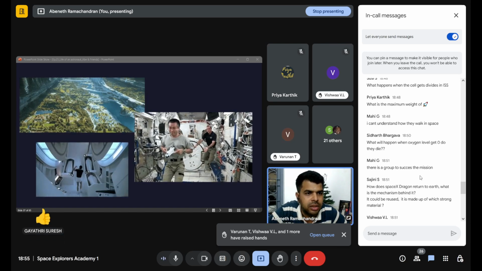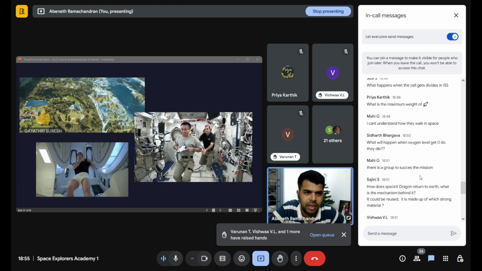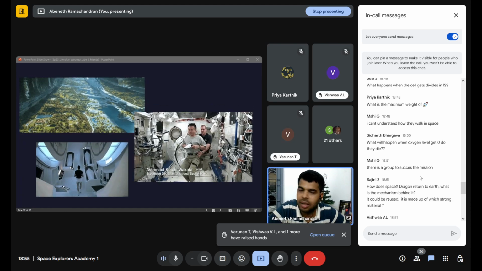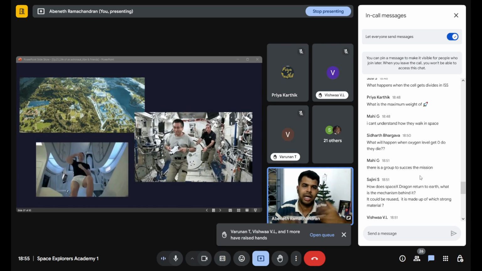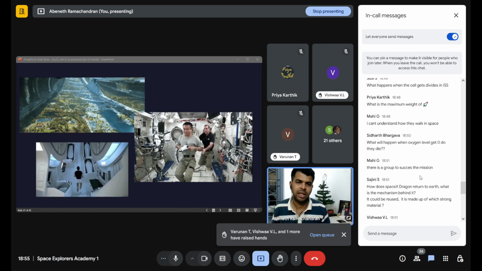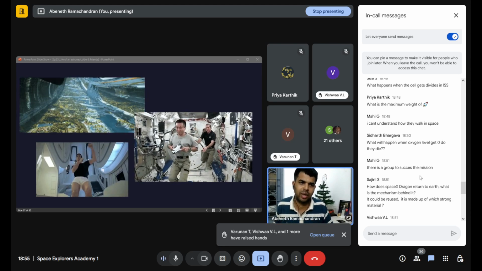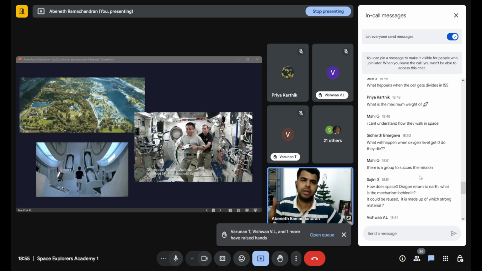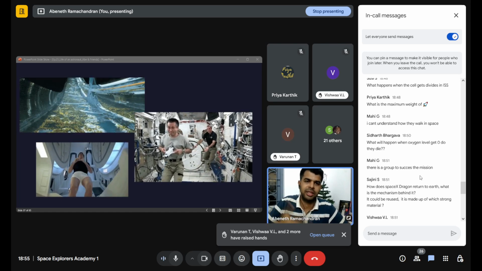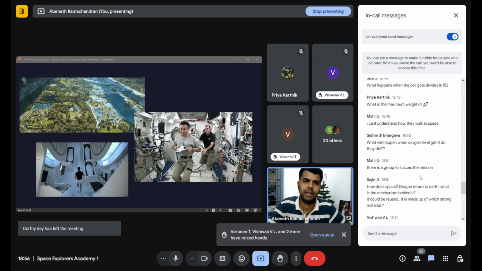What will happen when oxygen levels go to zero? Will they die? Yes, definitely. After some zero level oxygen, they'll have carbon dioxide poisoning, and all the muscles in your body will become very stiff, and you will die after maybe 20 minutes of breathing so much carbon dioxide.